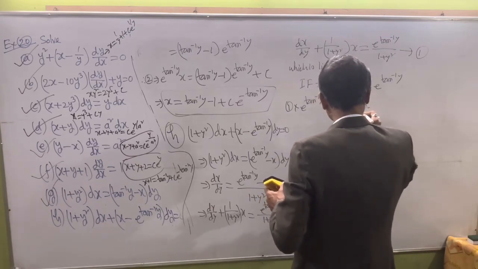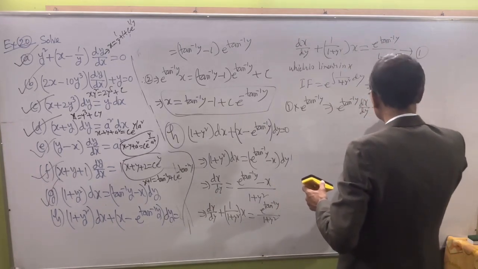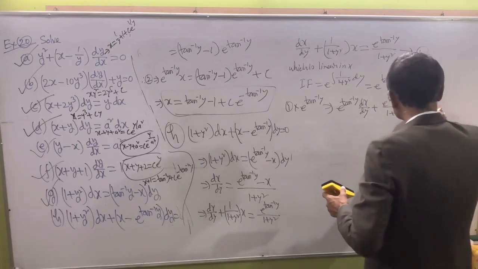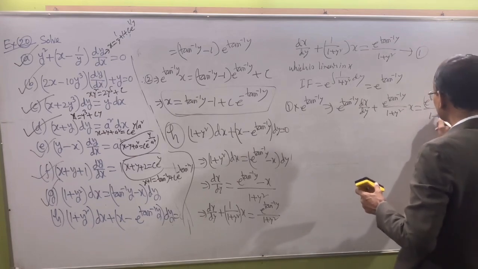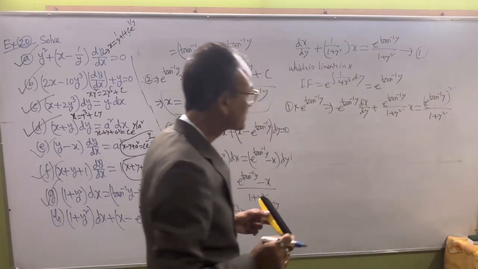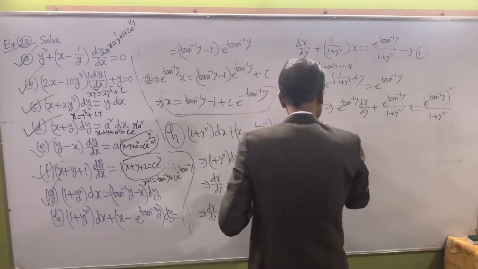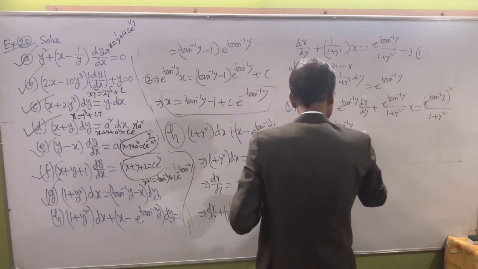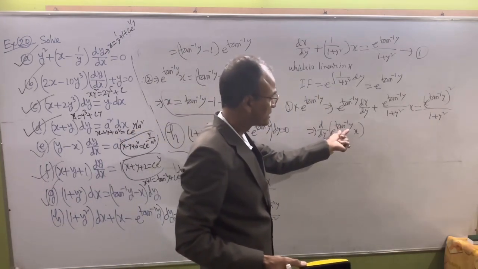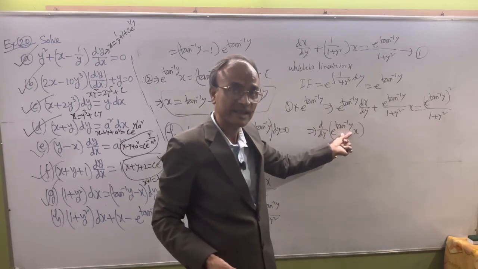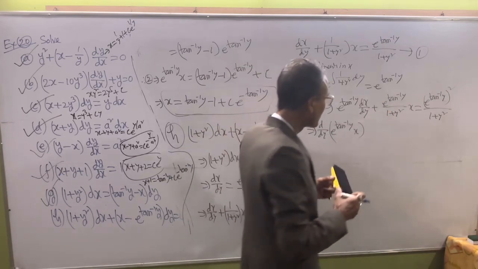Multiplying, e to the power tan inverse y into dx by dy plus e to the power tan inverse y divided by 1 plus y square x equal to e to the power tan inverse y whole square divided by 1 plus y square. You will get this one. And the left hand side, you may write as d by dy of e to the power tan inverse y into x, because the differentiation of e to the power tan inverse y is e to the power tan inverse y into 1 by 1 plus y square.